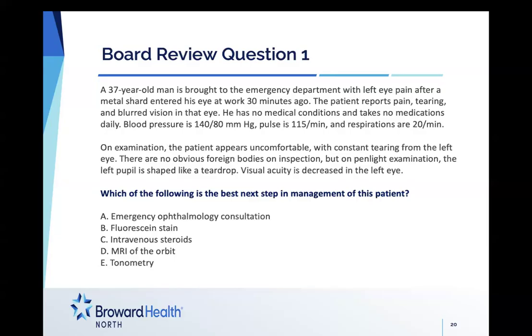And the question is, which of the following is the best next step in management of this patient? A, emergency ophthalmology consultation. B, fluorescent stain. C, intravenous steroids. D, MRI of the orbit, or E, tonometry. All right, so I will go to the answer, and the answer is A, emergent ophthalmology consultation.